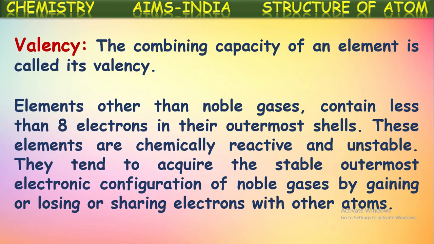So we can say these elements are chemically more reactive and least stable, highly reactive elements. They tend to acquire the stable electron configuration of noble gases either by gaining or losing or sharing electrons with other atoms. So as they do not have 8 electrons in the outermost shell, they also will try to attain 8 electrons in the outermost shell by one of these, either by gaining electrons or by losing electrons or by sharing electrons with other atoms.